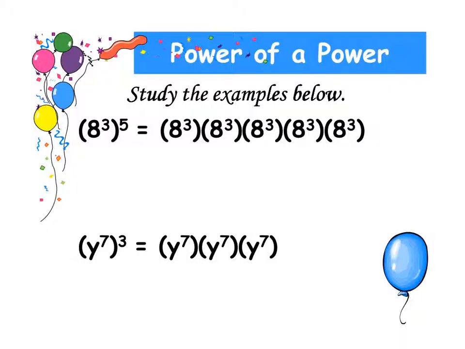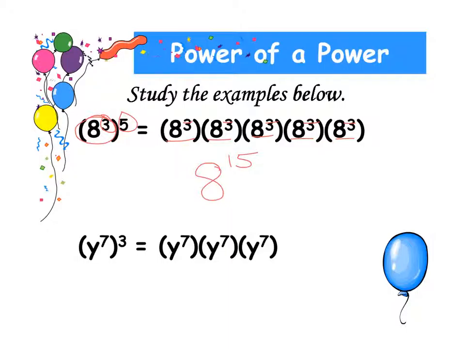Alright, remember whenever we've raised a number to a power, the power tells us how many times to write that number. So if we raise 8 to the third to the 5th power, that means we have 8 to the third 5 times. And all those 8 to the thirds have the same base, so we rewrite the base and we add our exponents. 3 plus 3 plus 3 plus 3 plus 3 is 15. So 8 to the 15th.